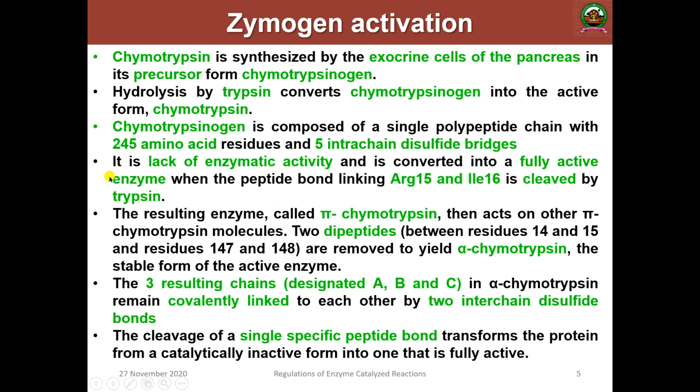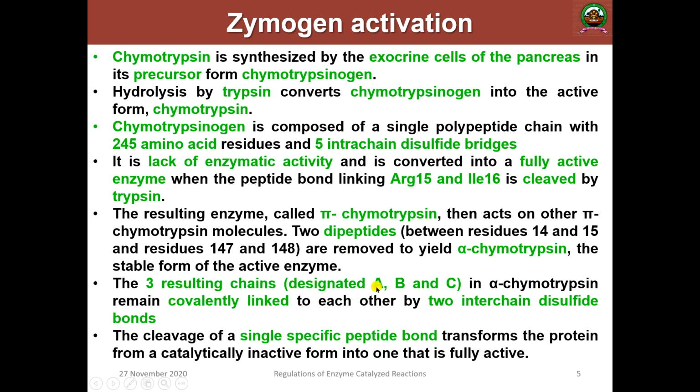Then the resulting component is called pi chymotrypsin, which is an activated one, and again this pi chymotrypsin molecule is activated by two disulfide bonds, between 14 and 15, and 147 and 148, and these are removed to yield alpha chymotrypsin. So pi chymotrypsin is converted to form alpha chymotrypsin. This is a stable form of the active enzyme.